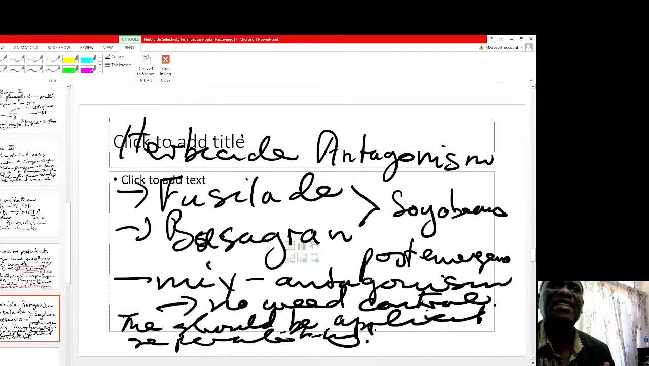So just remember that although it makes a lot of sense to mix these two and save on fuel, since they are both post-emergence herbicides in soybean, the result is that if you mix them, you get antagonism and no weed control. Therefore, apply them separately and make sure you clean the tank.